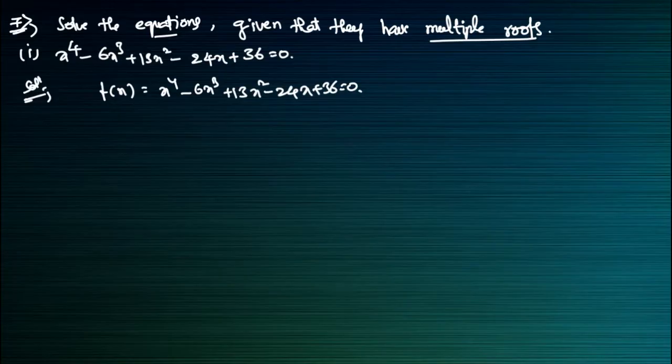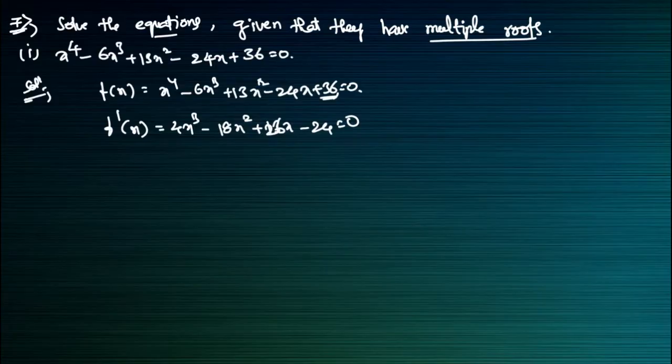So this is f of x and now I will find f dash of x. It will become 4 into x cube minus 3 into 6, 18x square plus 13 into 2, 26x, minus this 24 here is equal to 0. This constant will become 0 here. This 24 will come here.